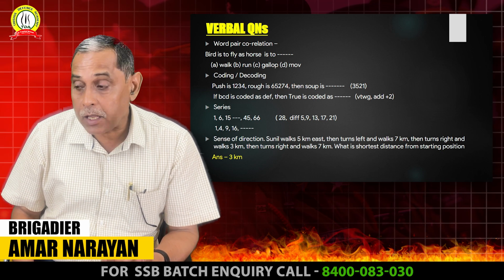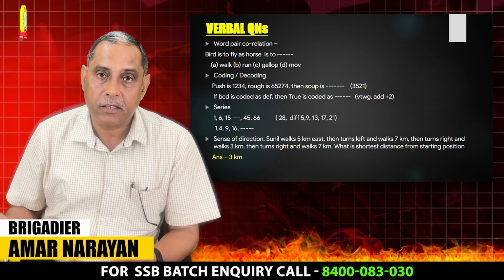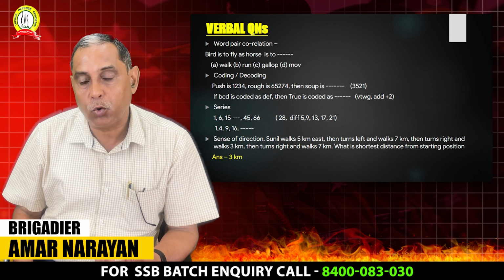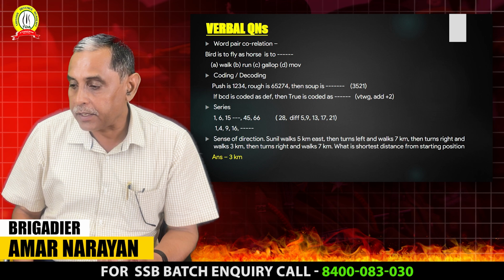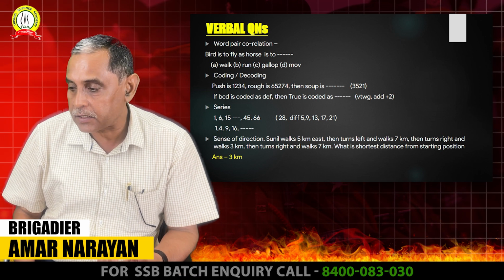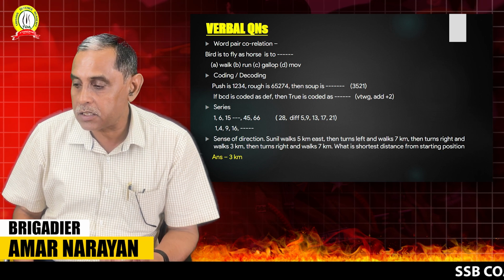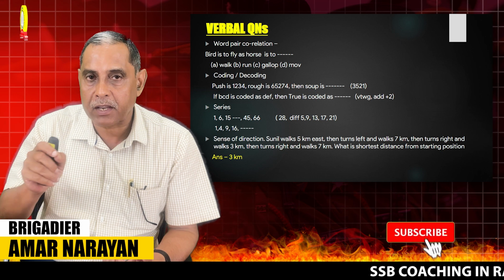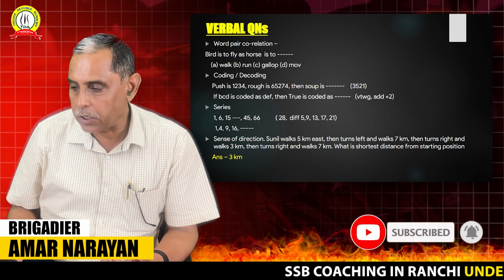Okay. The next type in this verbal question can be your sense of direction. So like the example that you can see here, we are showing: Sunil walks 5 kilometers to the east, then turns left and walks 7 kilometers, then turns right and walks 3 kilometers, and then turns right and walks 7 kilometers. What is the shortest distance from the starting point? So in this, ideally you should mark it out on the rough page and you will see that the distance is 3 kilometers.